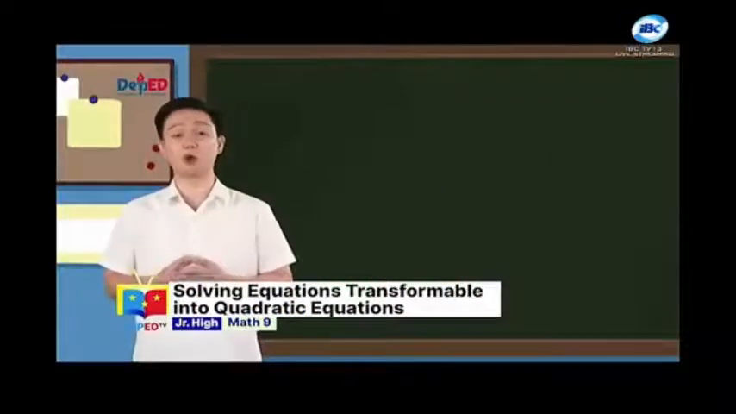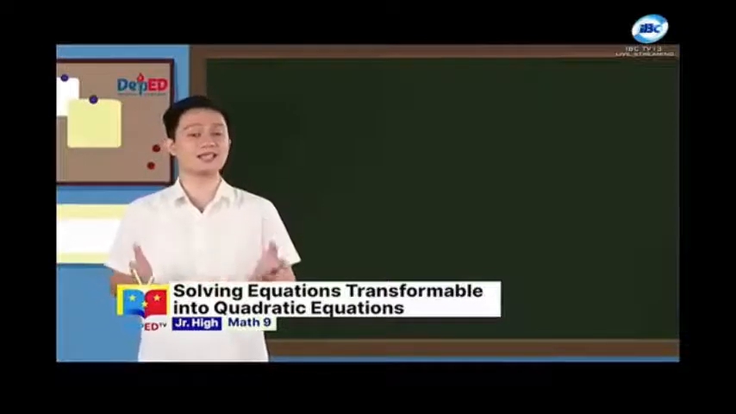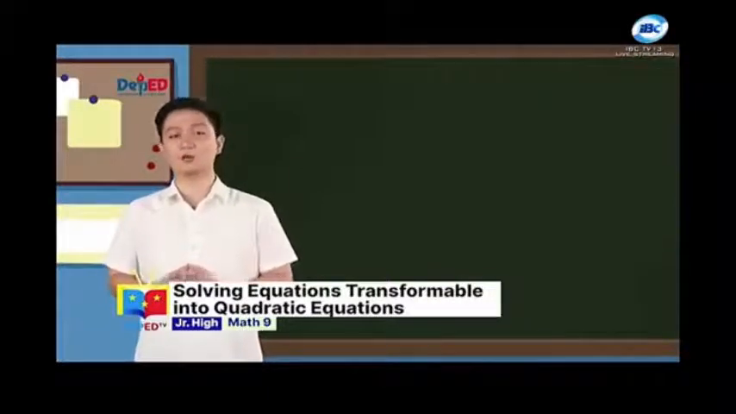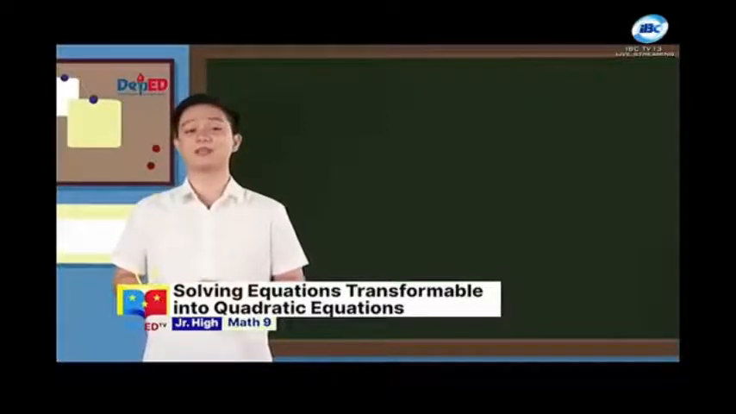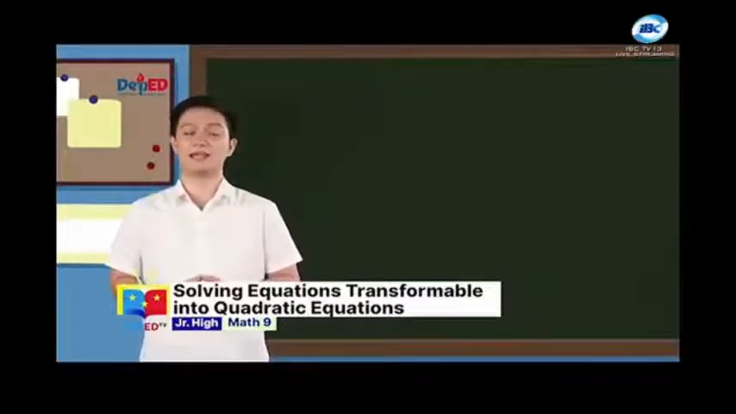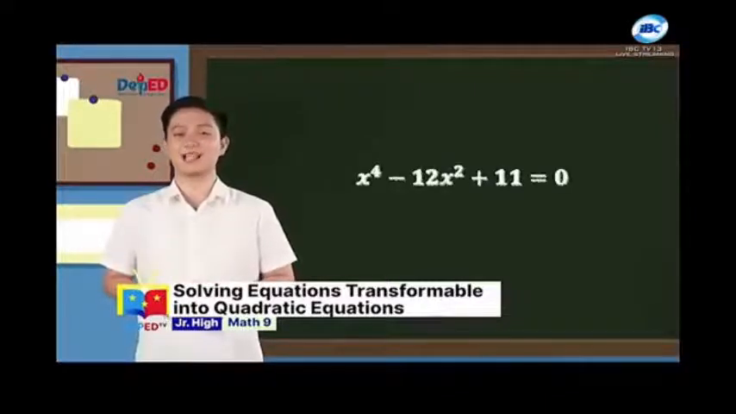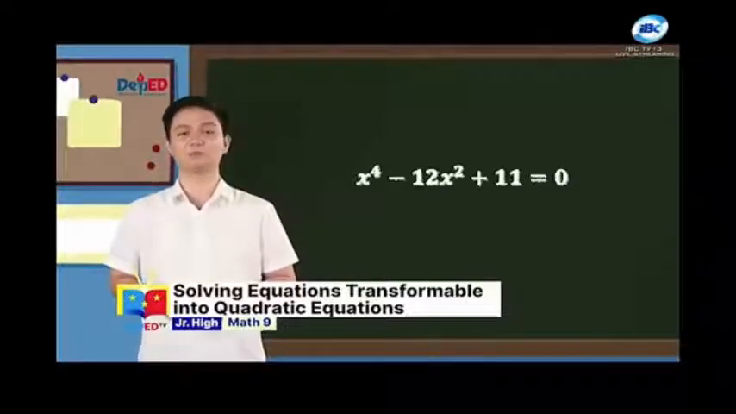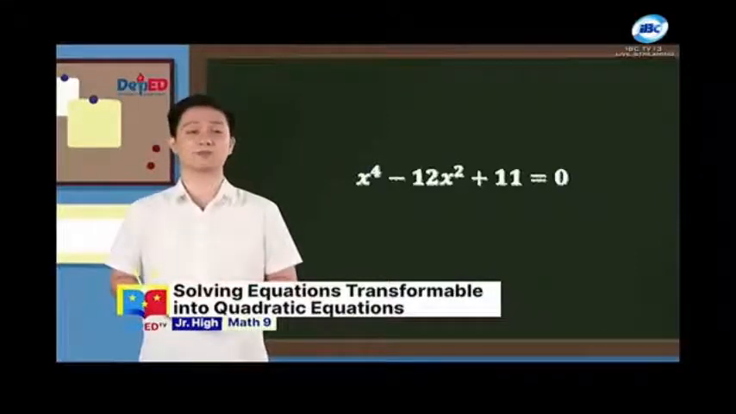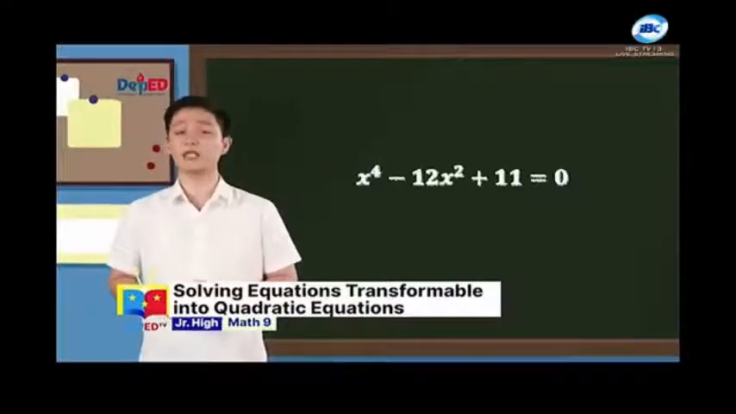We are still on solving equations, and in today's episode, we will deal with equations that can be transformed into quadratic equations. An example of this is the equation x to the fourth power minus 12x squared plus 11 equals 0. This equation is not quadratic because the highest exponent of the variable is not 2 but 4. But we can rewrite it as a quadratic equation.